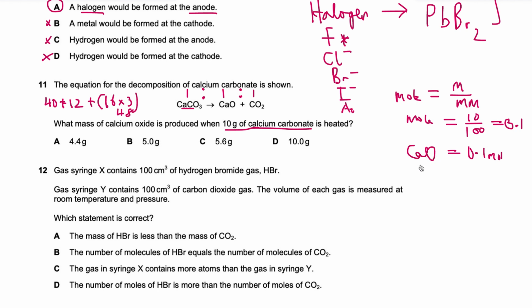40 plus 16. Okay, the molar mass of this one is what? 40 plus 16. That would be 56, right? So the molar mass of calcium oxide is 40 plus 16: 40 for calcium, 16 for oxygen, which gives us a total of 56. So we use this number of moles and the molar mass to calculate the mass of calcium oxide.